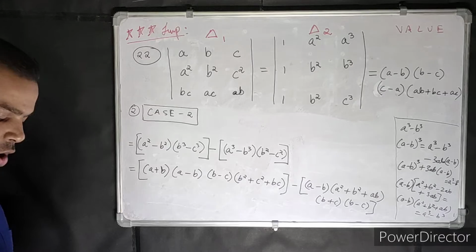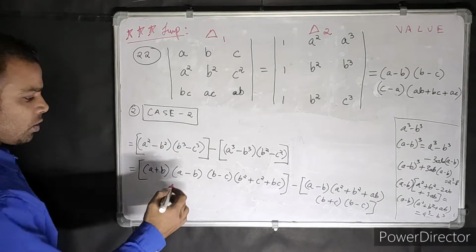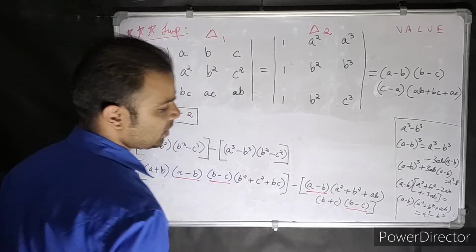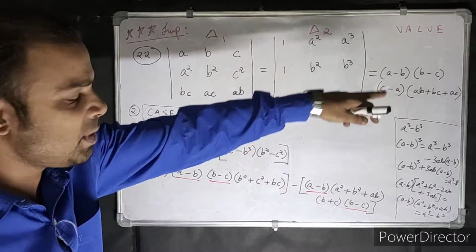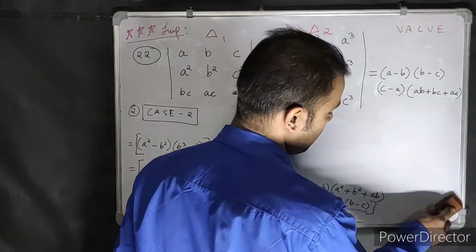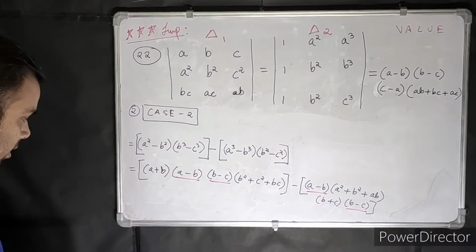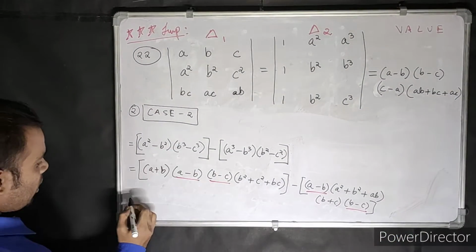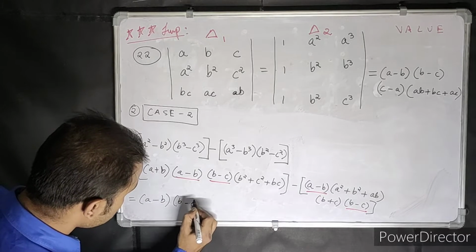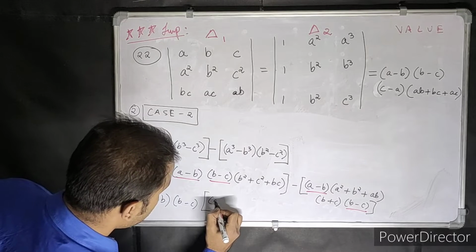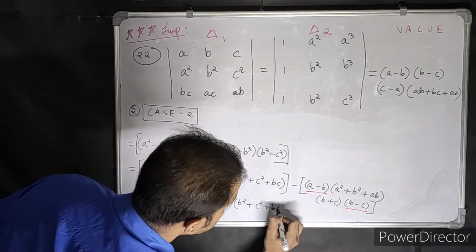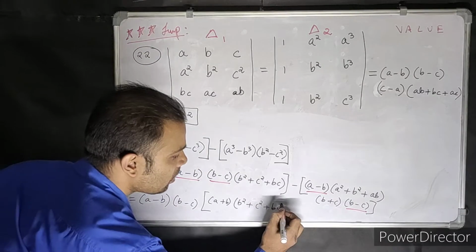Now it's time for you to take out the common values. First check what is common. (a minus b) is common over here, (a minus b) is common over there. (b minus c) is common, (b minus c) is common. Look at your RHS, (a minus b)(b minus c) is coming out. So you are actually getting your answer. Now from here, what is the next step? (a minus b) and (b minus c) came out as common. You are left with (a plus b) into (b square plus c square plus bc).